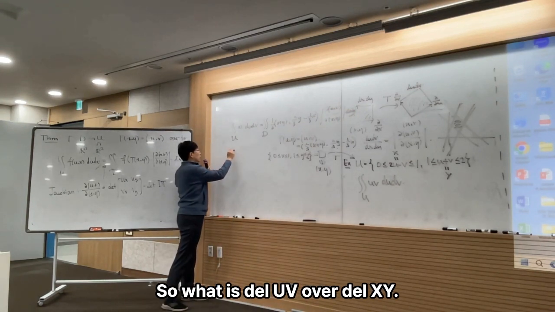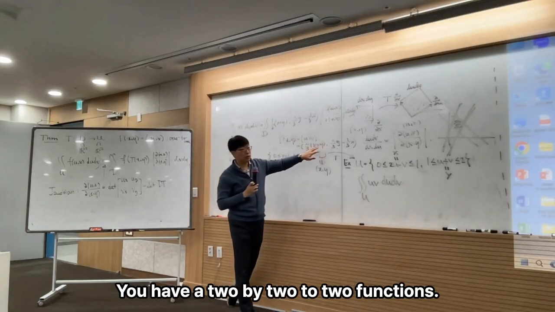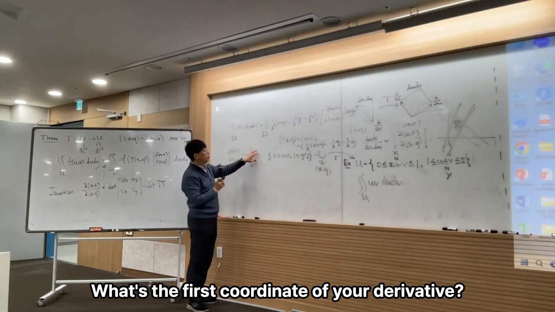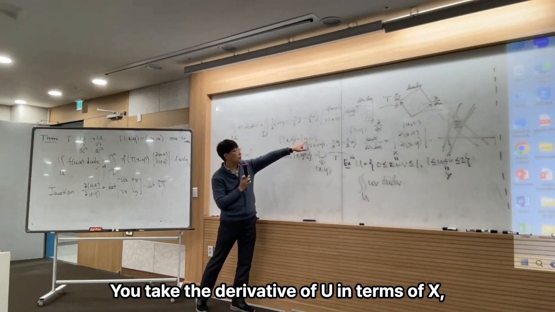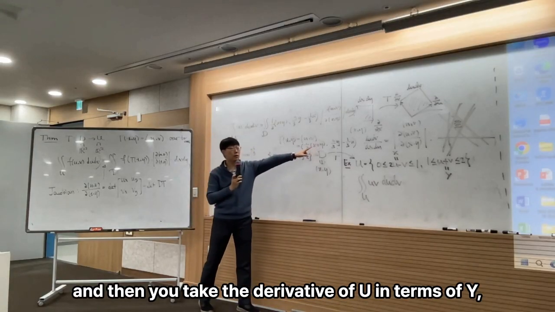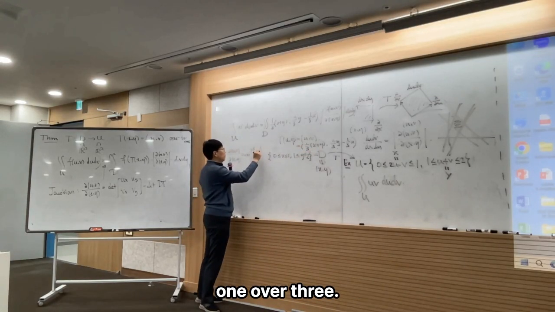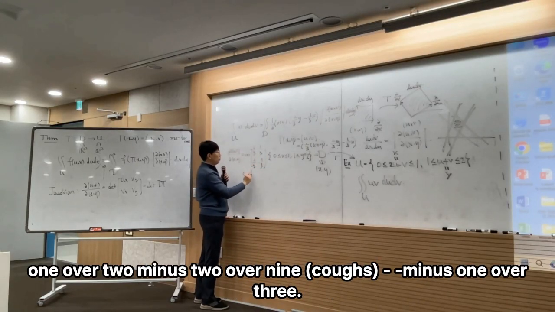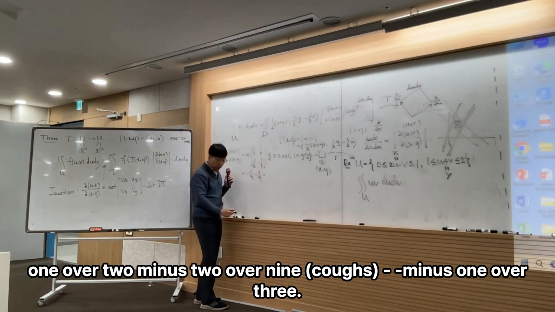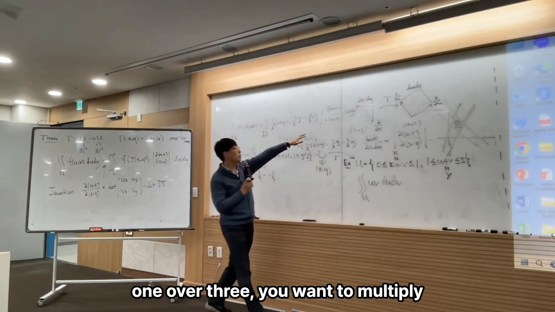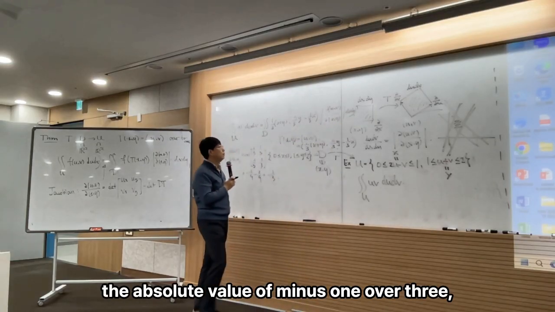So what is del(u,v) over del(x,y)? You have a 2 by 2 function. It's just the determinant of your derivative. What's the first coordinate of your derivative? You take the derivative of u in terms of x, which is 1/3, and the derivative of u in terms of y, 1/3, and then you get 2/3 and minus 1/3. So this is minus 1/9 minus 2/9, which is minus 1/3. You don't multiply by minus 1/3; you want to multiply the absolute value of minus 1/3, which is 1/3.